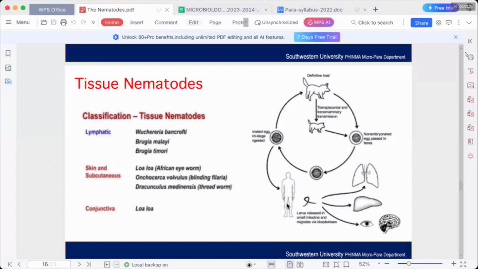Under your lymphatics is your Wuchereria and Brugia, your Brugia malayi and your Brugia timori. For the subcutaneous, you have your Loa loa, also known as your African eyeworm, your Onchocerca, also known as the blinding filaria, and your Dracunculus medinensis or your threadworm.